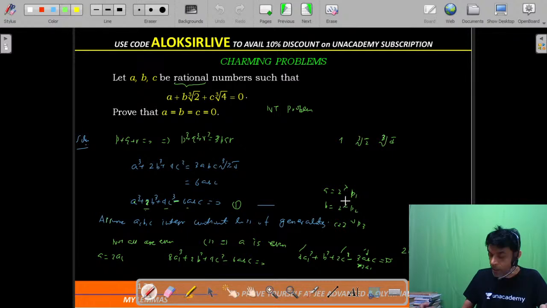At least one must be odd. But then we got a contradiction. We got that a, b, c are all even. And this contradiction proves that a, b, c have to be 0 only. Because you will keep going. It's like Fermat's descent, like you're getting a descent theorem.